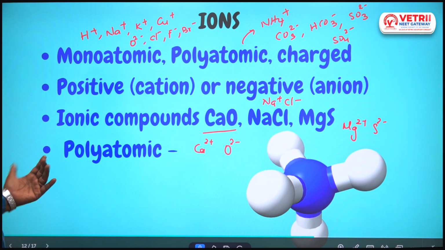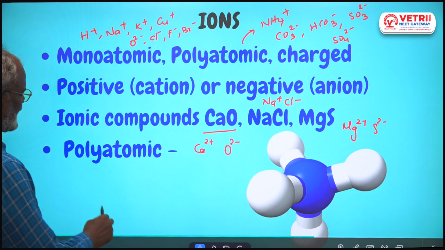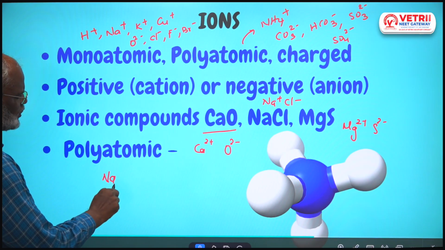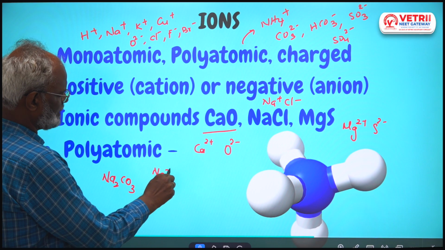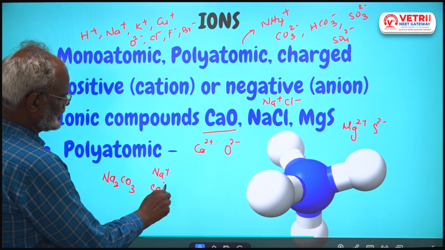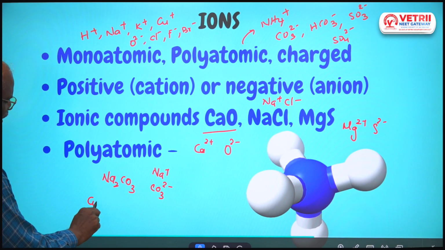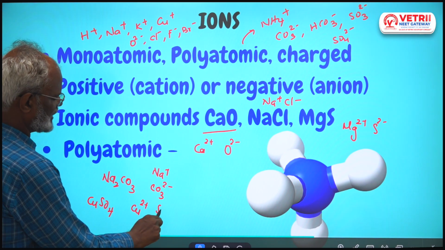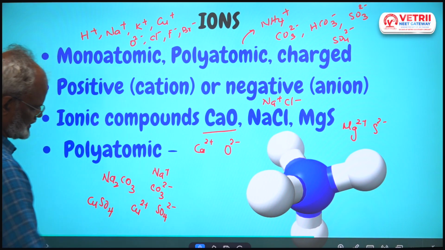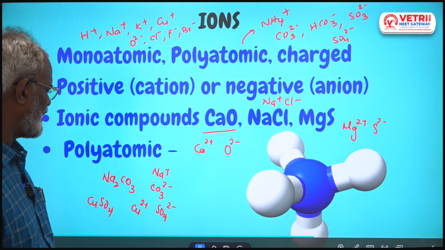So if you have to give some polyatomic compounds, let's say Na2CO3, which will have Na+ ions and CO3 2- ions. Right? If you take copper sulfate, CuSO4, Cu2+ and SO4 2-, right? So like that, we can give many examples.